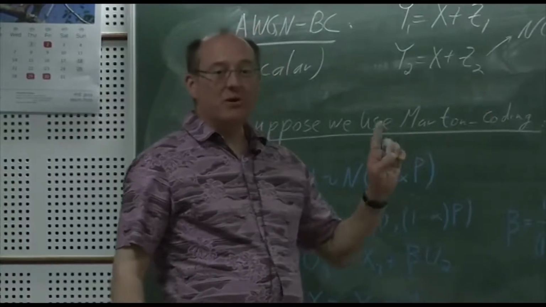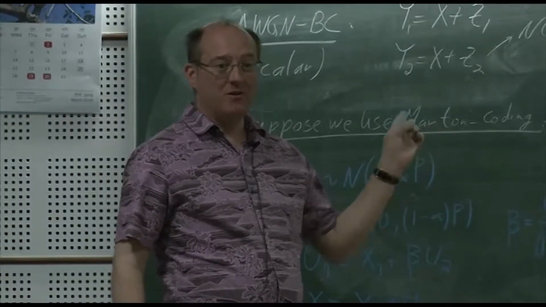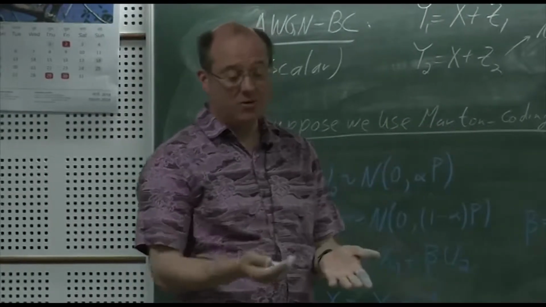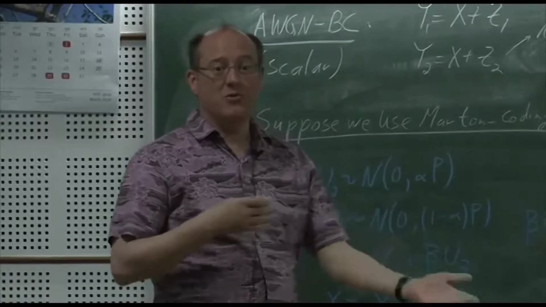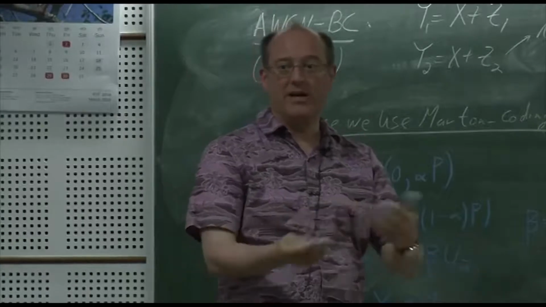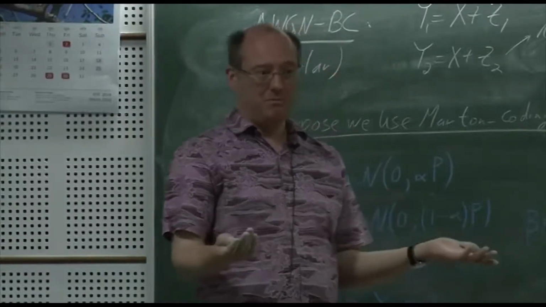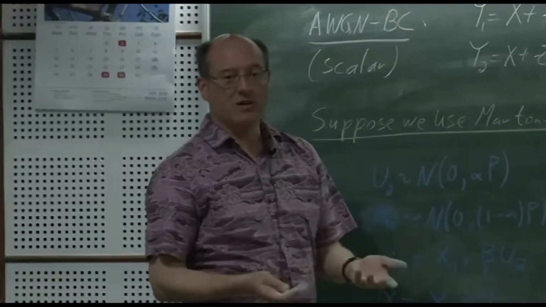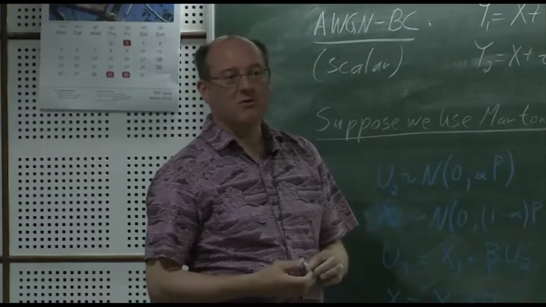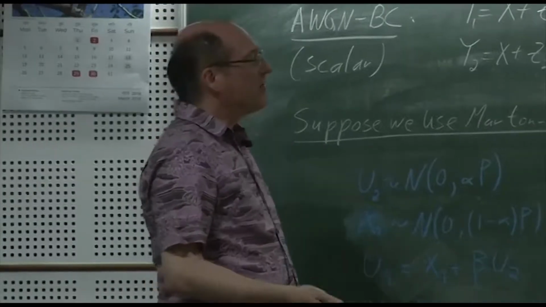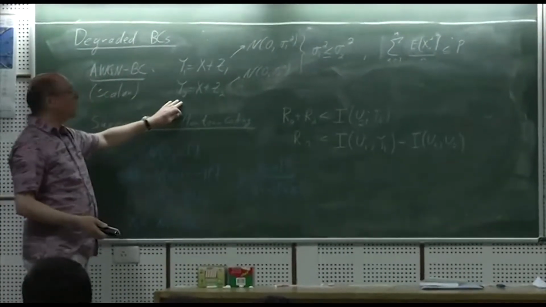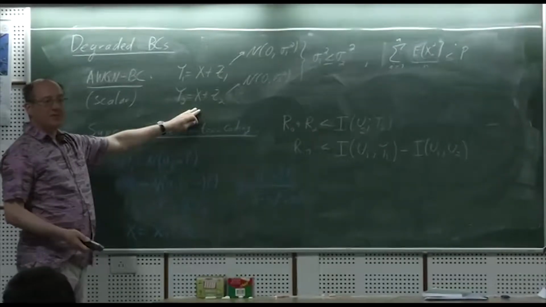Now, for the binary symmetric broadcast channel, though, using Martin coding won't give you the full region. So that tells you that in general, we need both superposition coding and Martin coding. You can't leave one out and still hope to get the best performance because there are degraded broadcast channels for which Martin coding is suboptimal, like the binary symmetric broadcast channel. Okay, so this brings me to the final topic on broadcast channels. I do want to say a few words about the vector broadcast channel.